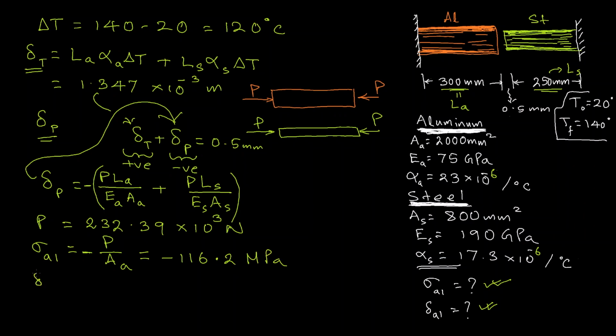And to figure out delta aluminum, what we can do is take the length of aluminum times alpha aluminum times delta T, which would have been the free expansion, but because of this force, a contraction happened of this value, P L aluminum over E aluminum and A aluminum. So if you substitute the values, you will get it to be 0.363 millimeter. So this is how, if you think from basics, it's not very difficult to solve the problems. See you in the next segment.